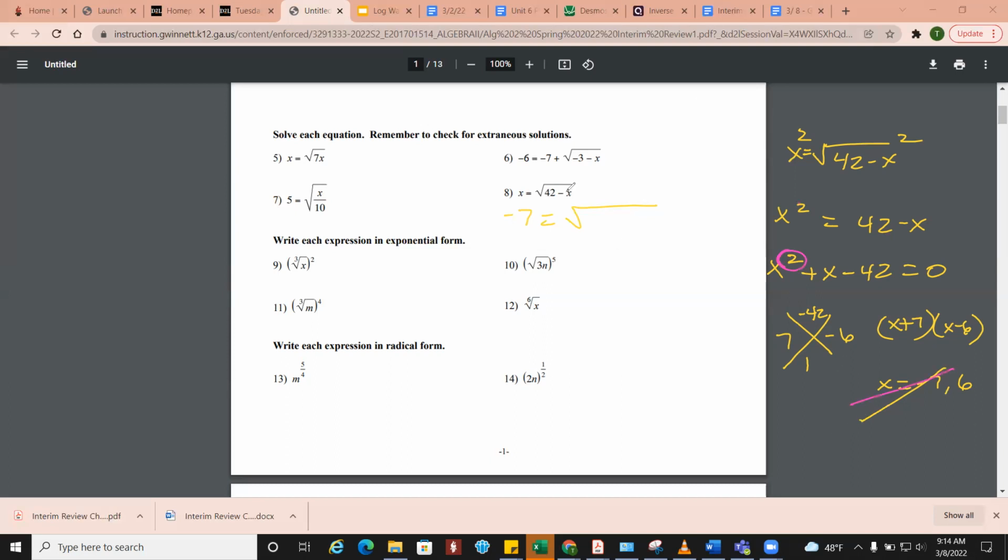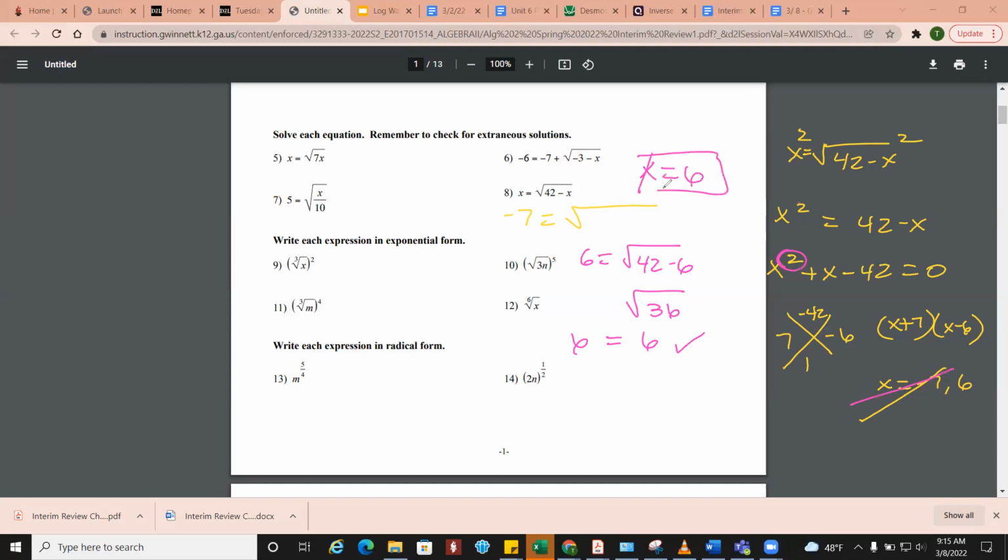Okay, if we take 6 and we plug it back in here, we get 6 equals the square root of 42 minus 6. 42 minus 6 is the square root of 36. What's the square root of 36? 6. Is 6 equal to 6? Yeah. So what your final answer would be is x equals 6.